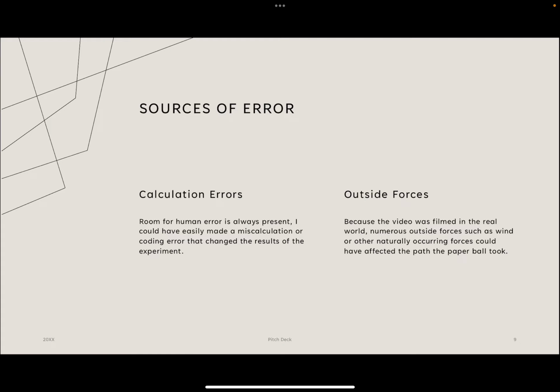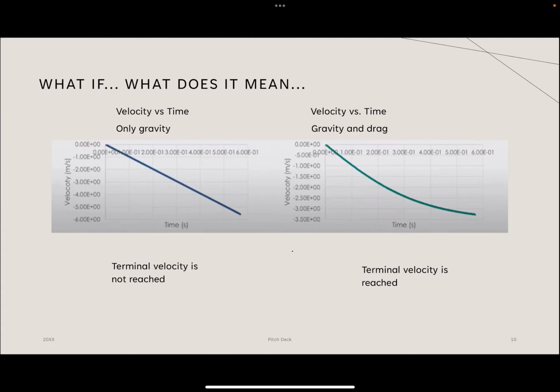There are many possible sources of error in this experiment. There could have been calculation errors because room for human error is always present. I could have easily made a miscalculation or coding error that changed the results of my experiment. Additionally, outside forces could have caused a source of error. Because the video is filmed in the real world, numerous outside forces such as wind or naturally occurring forces could have affected the path the paper ball took.